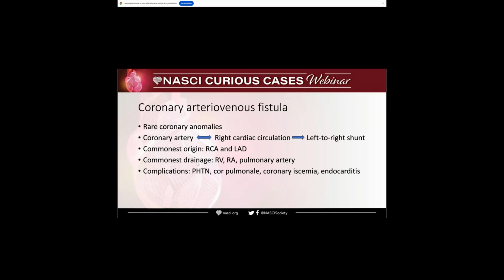The complication will be pulmonary hypertension, as in that case, where we saw the very big pulmonary artery, and eventually that will cause cor pulmonale. In addition, it can also cause ischemia, because when we have blood flow that directs from the coronary back into the right heart without perfusing the myocardium, it can cause ischemia. And the other thing that can complicate this is endocarditis.